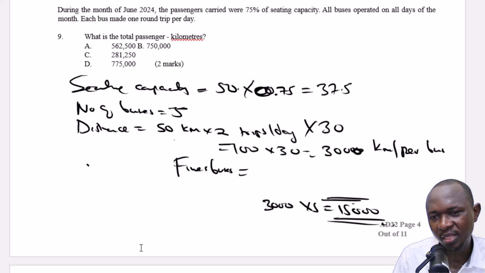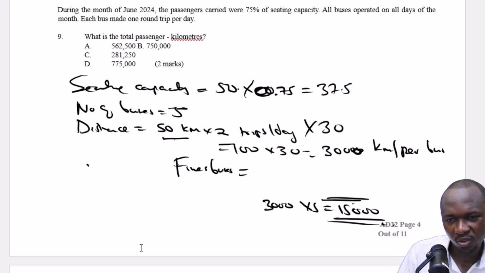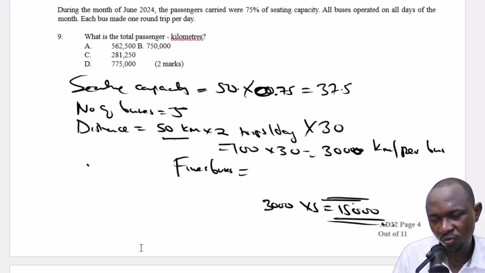I hope we are together. Distance covered, 50 kilometers to go to town, 50 kilometers to come back. Each bus makes one round trip per day. So it means every day a bus travels 100 kilometers. Times 30 days, we get 3,000 kilometers per bus. Then because we have 5 buses, 3,000 times 5, we have 15,000 kilometers for all the buses in a month.